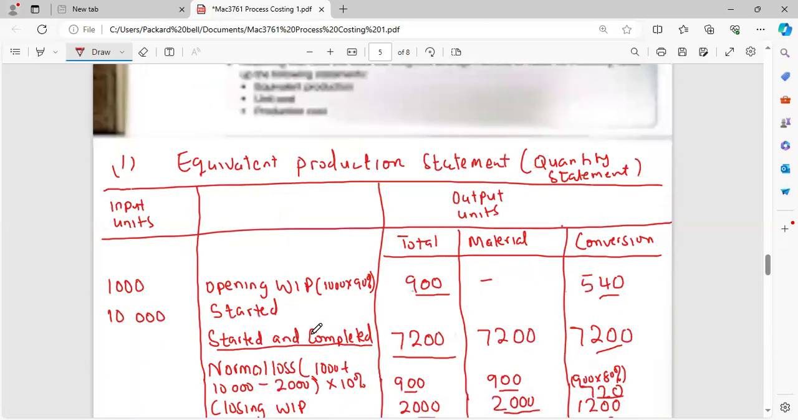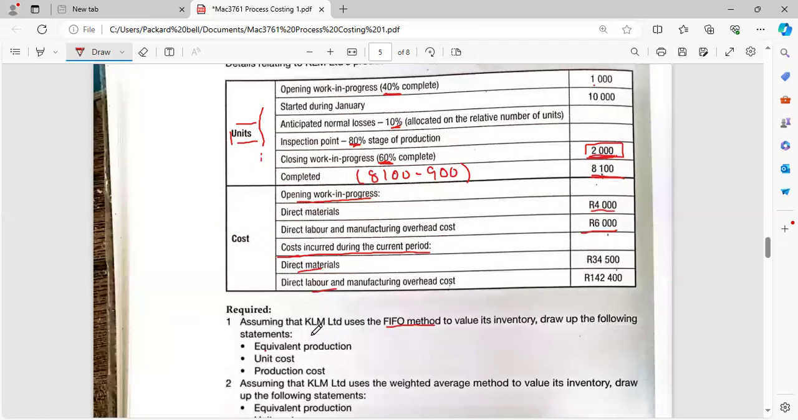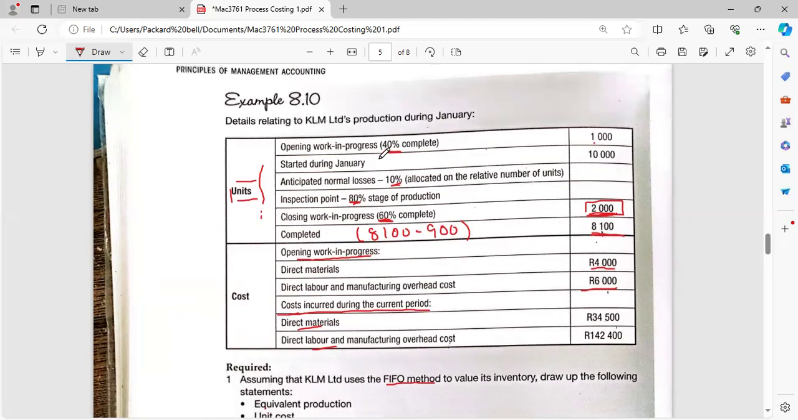So that's how we do this question. You see how long it becomes. It's a small piece of information, but it becomes long. So what is important for you guys, like I said before, is to understand this part. Opening work in progress, 40% complete. Started, anticipated normal losses, 10%.